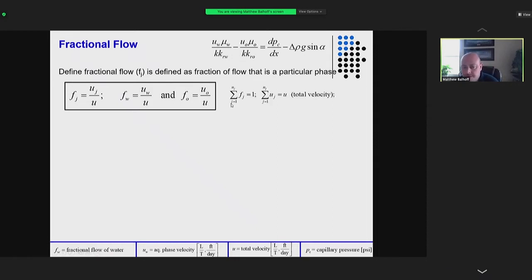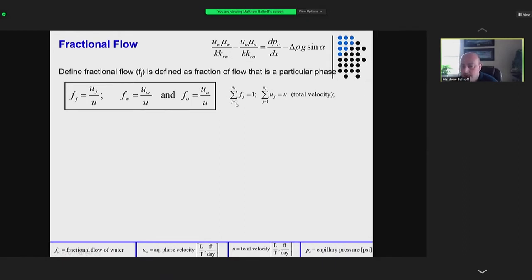If you have two phases, three phases, however many phases you have, the sum of all fractional flows is equal to one. So if you have two phases, water and oil, and the fractional flow of water is 0.7, then you know that the fractional flow of oil is 0.3. Likewise, the sum of velocities of all phases is equal to u, the total velocity. So if the water velocity is 1 foot per day and the velocity of oil is 2 feet per day, then the total velocity is 3 feet per day.